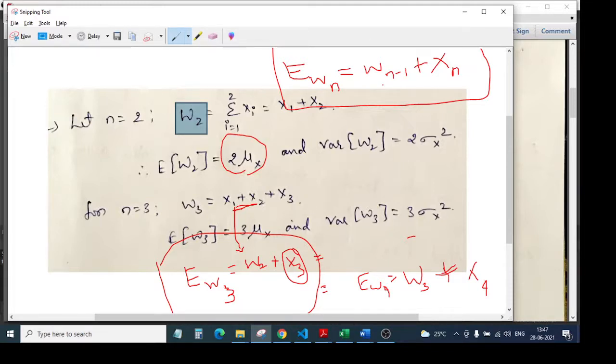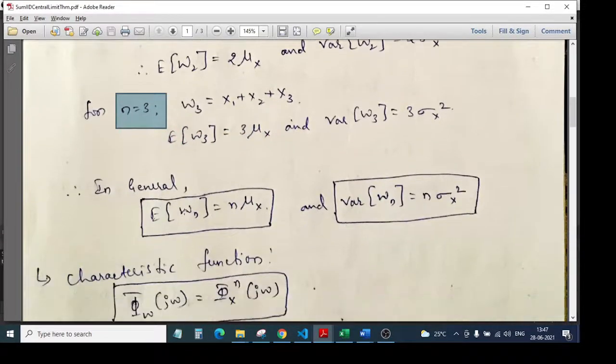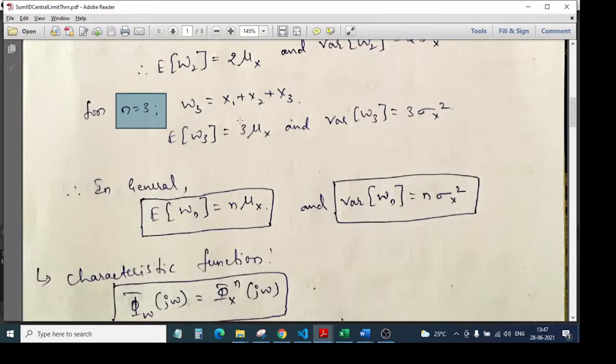It is just the expansion of x1, x2 and x3. So in general, this is one way of representing. Please note it down somewhere. The other way of representing is just replace. See here, E of W3 is 3 into mu x. E of W4 would be 4 into mu x, and so on. E of Wn is n into mu x. Similarly, it is true for your variance as well. That is, it goes on multiplying, 3, 4, 5 up till n.